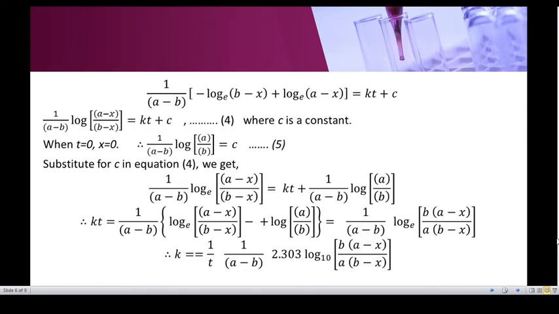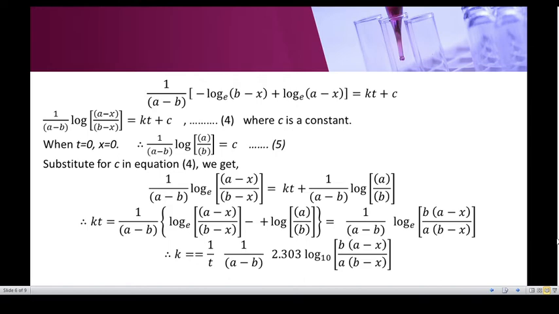When you reorganize this equation, you will get 1 by (a minus b) into log to the base e of (a minus x) divided by (b minus x) equal to kt plus a constant c. Now at time t equal to 0, obviously x is equal to 0. So from equation 4 we get c equal to 1 by (a minus b) into log a by b. Now we substitute for c in equation 4.